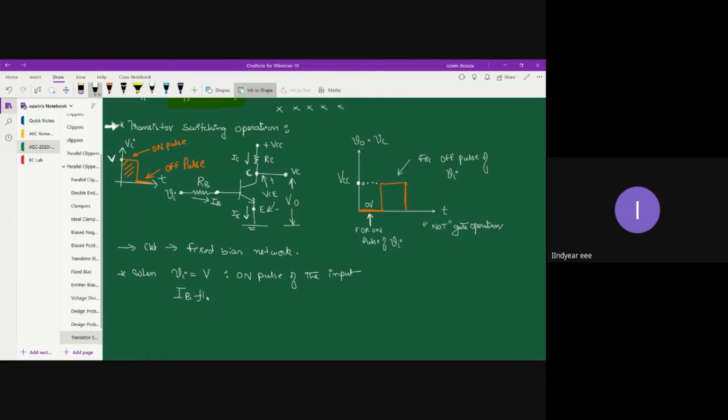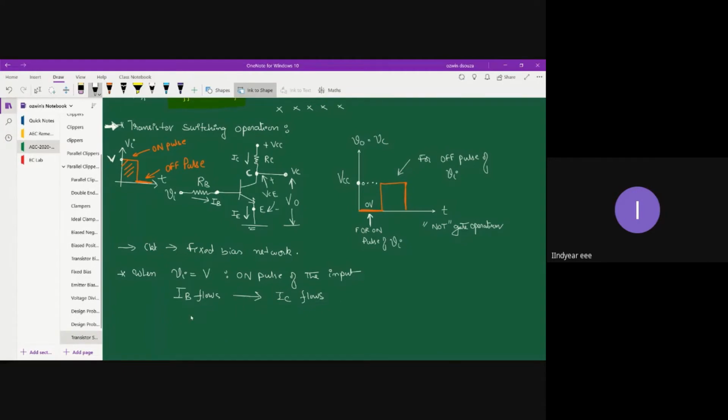what happens is that the base current flows. Because there is a voltage, there will be a flow of base current. This base current will drive the collector current. So when IB flows, IC will also be flowing, because it's a current control device.